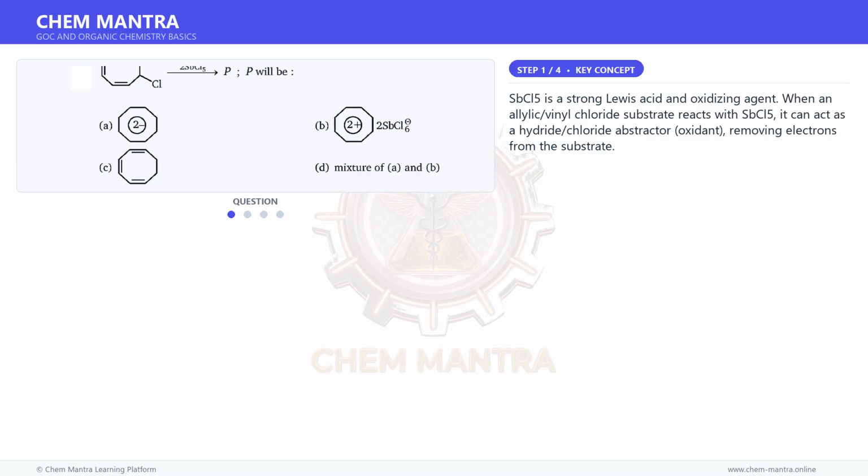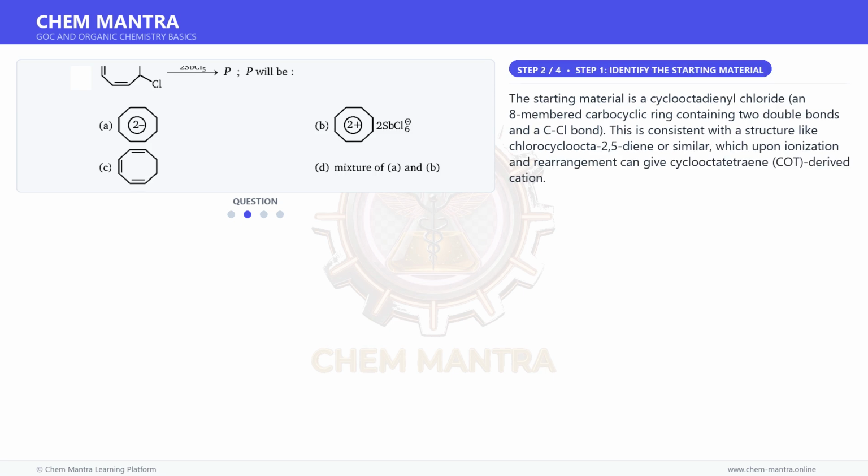SbCl5 is a strong Lewis acid and oxidizing agent. When an allylic vinyl chloride substrate reacts with SbCl5, it can act as a hydride or chloride abstractor and oxidant, removing electrons from the substrate. Moving on to the next step.